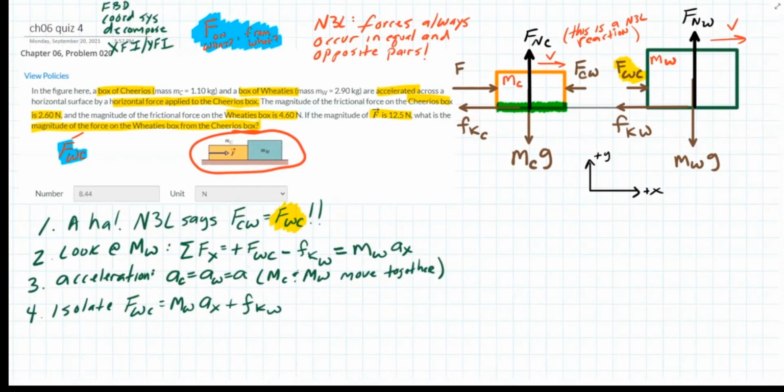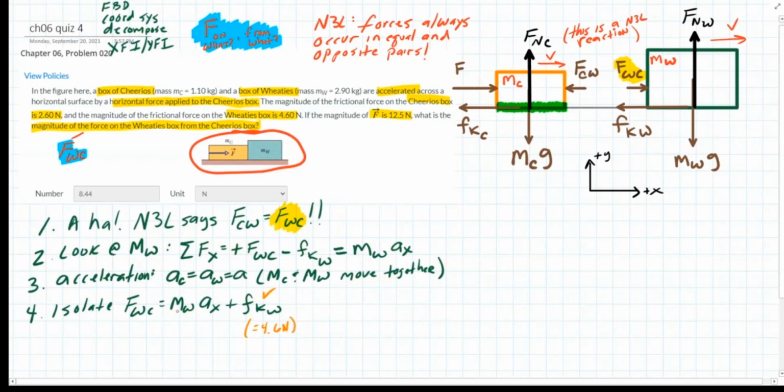And let's see, what do I know? Am I done? Could I possibly be done? I know FKW, the kinetic friction force acting on the Wheaties. The magnitude of the frictional force acting on the Wheaties is 4.6. So I know this number: it equals 4.6 newtons.